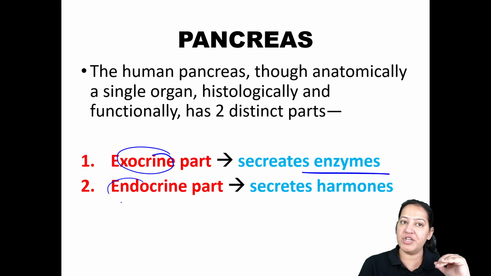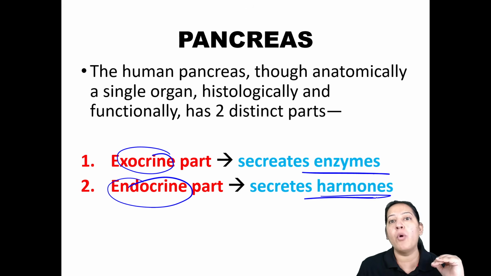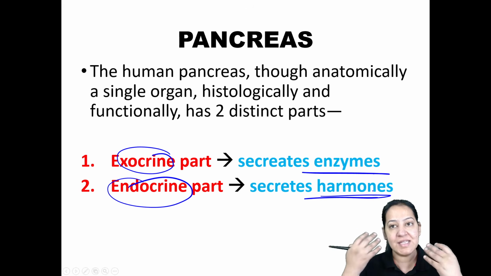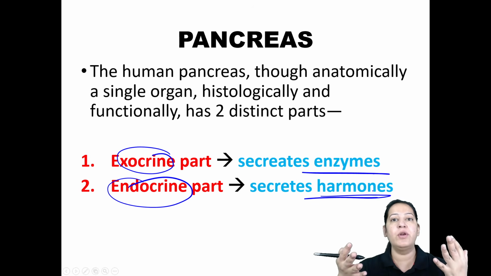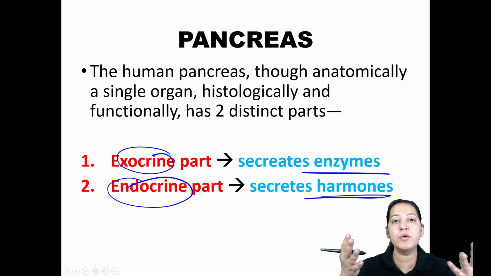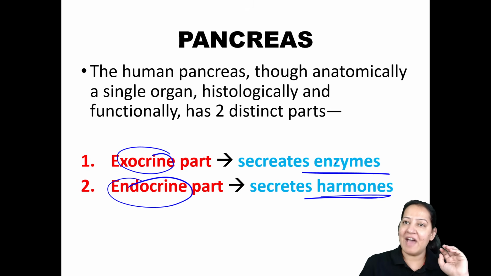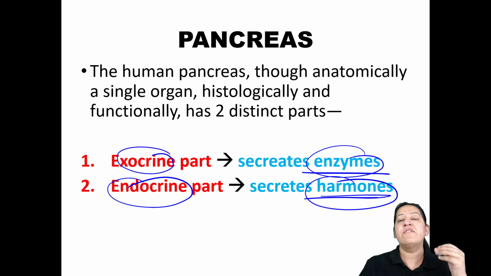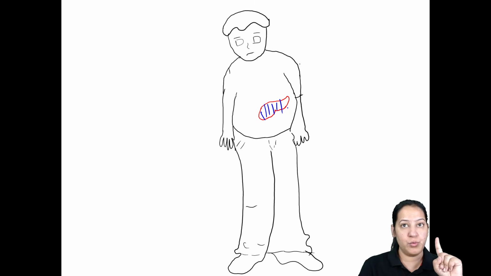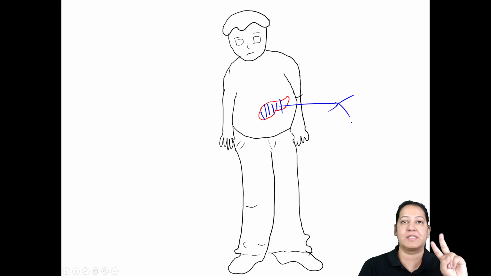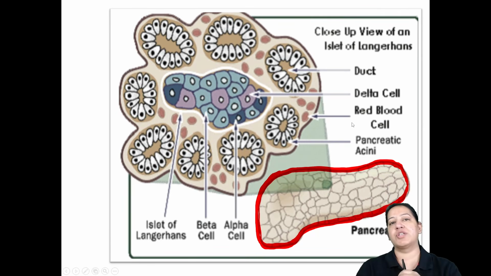The endocrine portion of the pancreas secretes hormones, insulin and glucagon, and these hormones are required for maintaining homeostasis in the blood and tissue glucose level, right? So we have enzymes and hormones which are secreted from the corresponding exocrine and endocrine parts of the pancreas. Although it is one organ anatomically, histologically and functionally it has two functions, and histologically also these are the two portions of the pancreas.